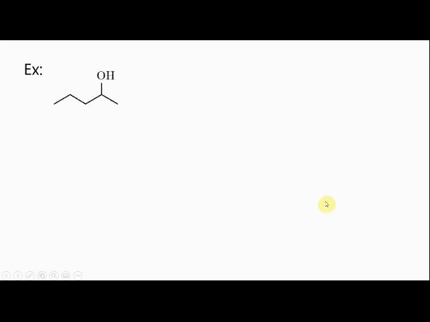Okay, another example. In this case, 1, 2, 3, 4, 5 carbons. We start numbering at this one because that puts the hydroxyl group at the number 2 carbon. So this would be pentan-2-ol. This compound, same sort of thing. 1, 2, 3. So the hydroxyl group is on the 3rd carbon. We'll start numbering at this end. 3, 4, 5, 6. So it's a hex. There's a methyl group on the 4th carbon. So it would be 4-methylhexan-3-ol.